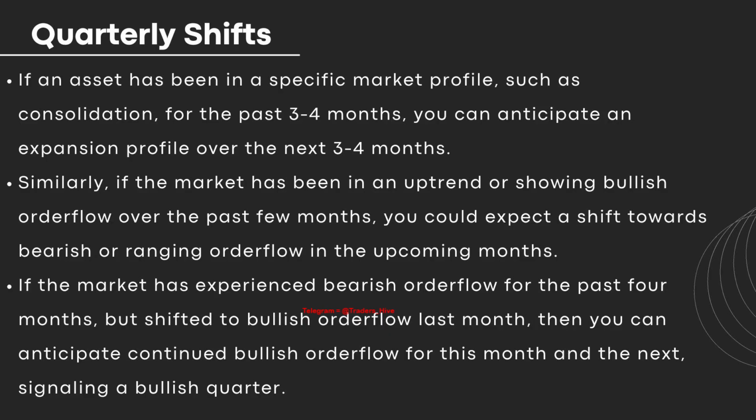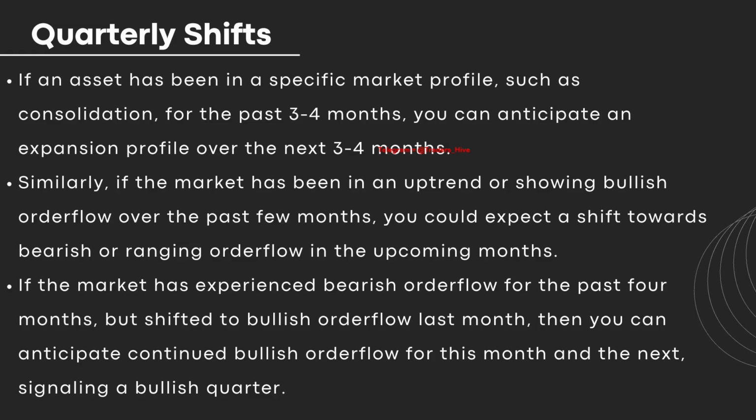So let's move on to the next slide and let's discuss the framework around quarterly shifts a bit more. So we know that if a market has been moving in a specific market profile or a specific structural order flow for the past 3 to 4 months, then it's highly likely that that specific profile or order flow is going to end soon, and we're likely going to have a structural shift or a major shift in the market over the course of the next few weeks, right? If an asset has been moving in a specific market profile, for example, a consolidation or a ranging profile for the past 3 to 4 months, right? Then based on quarterly shifts, we can anticipate an expansion profile over the next 3 to 4 months, right? Because the most likely outcome after a ranging profile is an expansion profile.